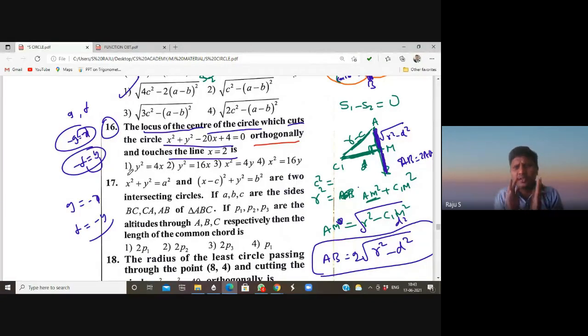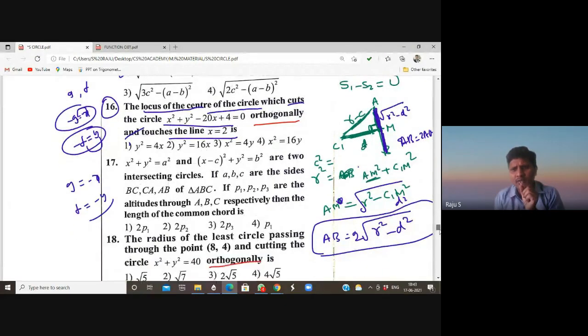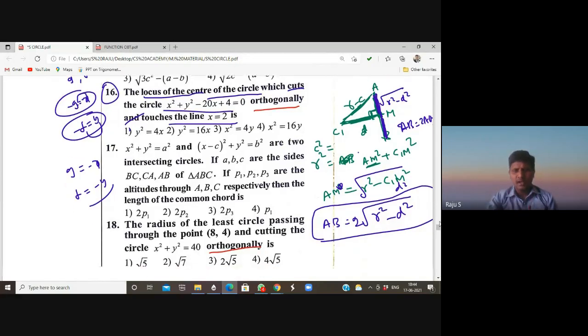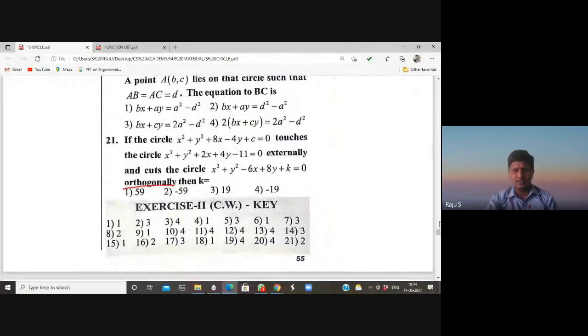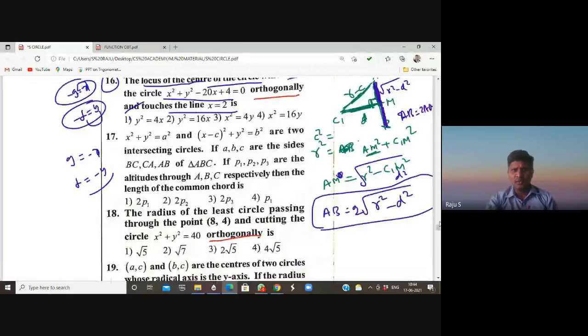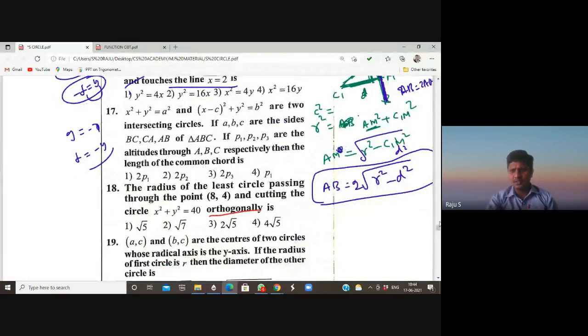Students, every question is based on a small concept, either related to the angle between two circles, or the locus of the center, or orthogonality. Most of the questions are orthogonal questions. Only a few questions are on the radical axis and radical center. Just the remaining ones, I think in this exercise we have 4 to 5 problems. We can finish it by 4:30.